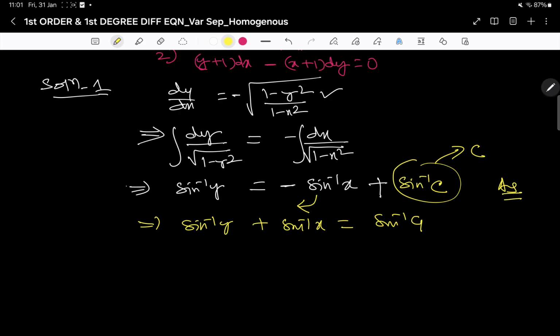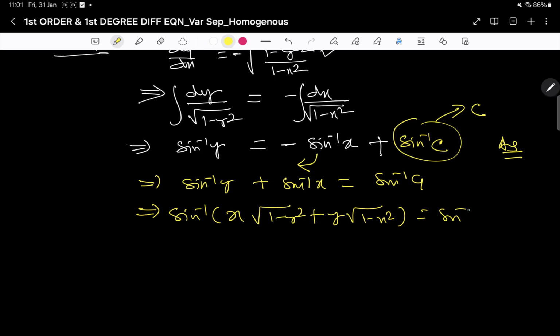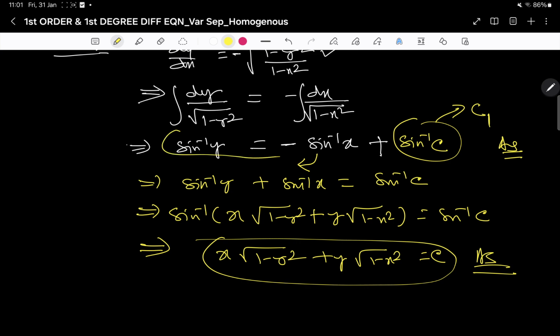Now if we want to simplify it, we apply the sine inverse x plus sine inverse y formula. So it is sine inverse of (x into root over of 1 minus y square plus y into root over of 1 minus x square) is sine inverse c. So it is simplified: x into root over of (1 minus y square) plus y into root over of (1 minus x square) is equal to c. So this is my answer. If I leave it in the earlier form, that is also okay.